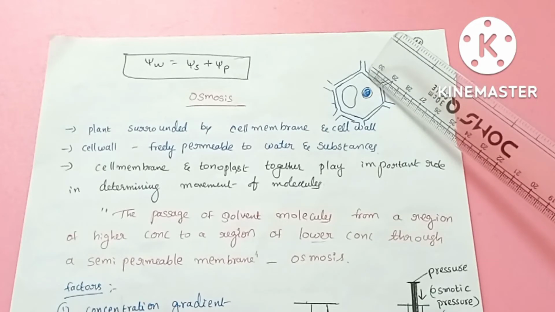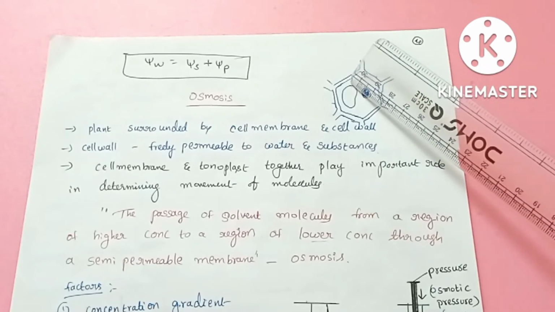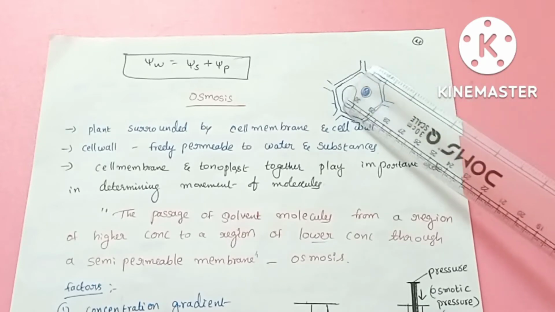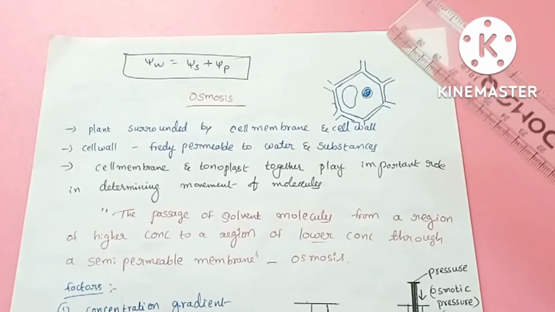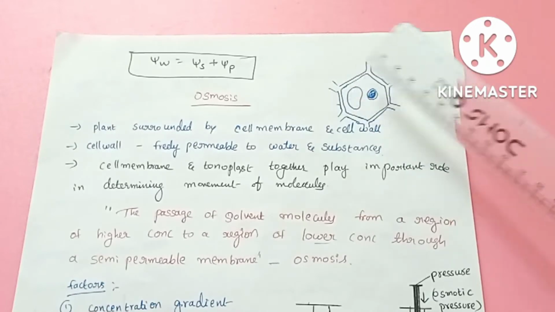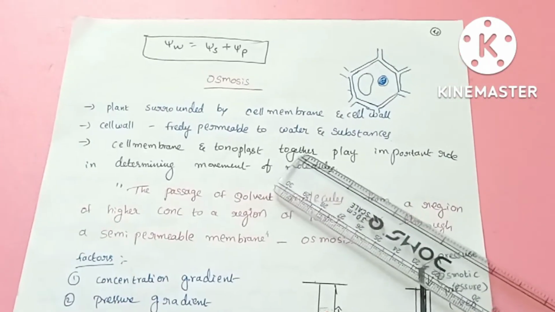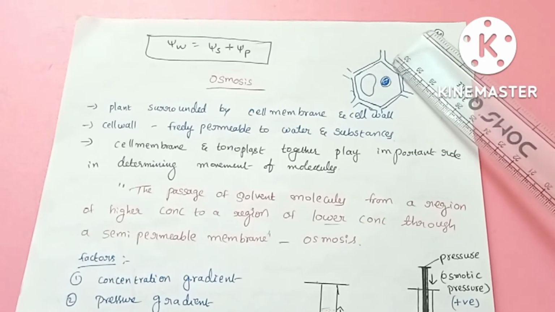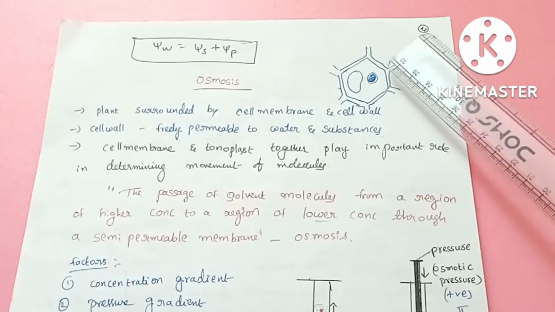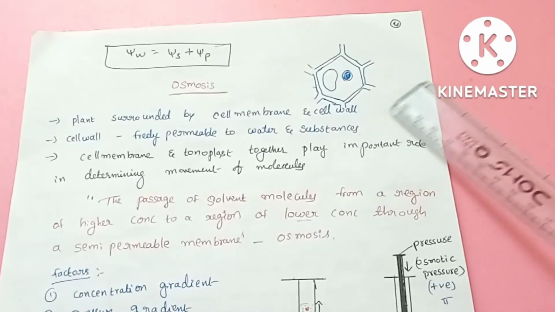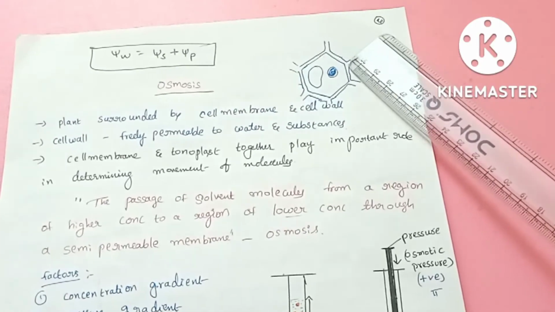But the cell membrane and the tonoplast are different. What is the tonoplast? Inside the cell there are vacuoles, right? The vacuoles are surrounded by a membrane. That membrane is called the tonoplast. The cell membrane and tonoplast together play an important role in determining the movement of molecules. So the cell wall will not act as a barrier, and who will determine the entry and exit of the molecules? That is the cell membrane and tonoplast.